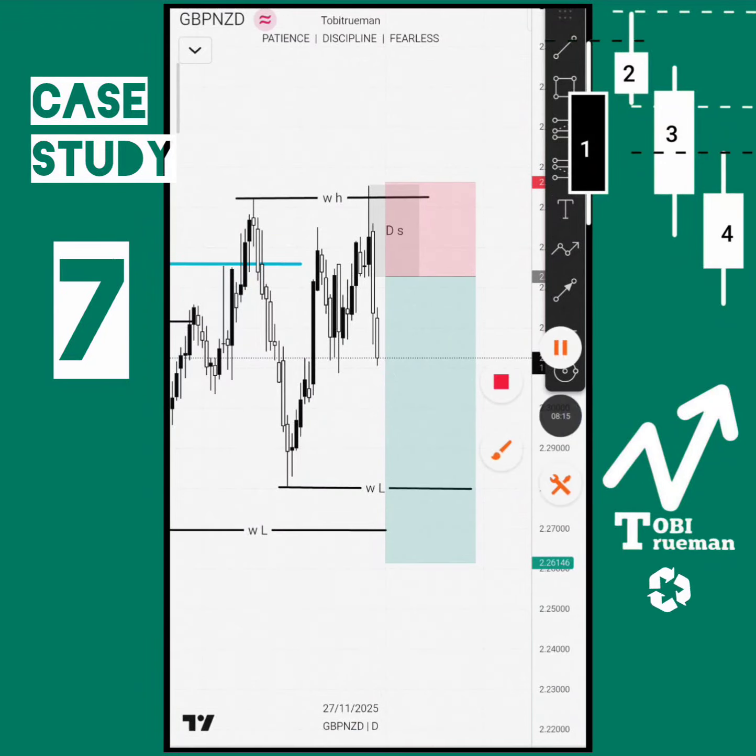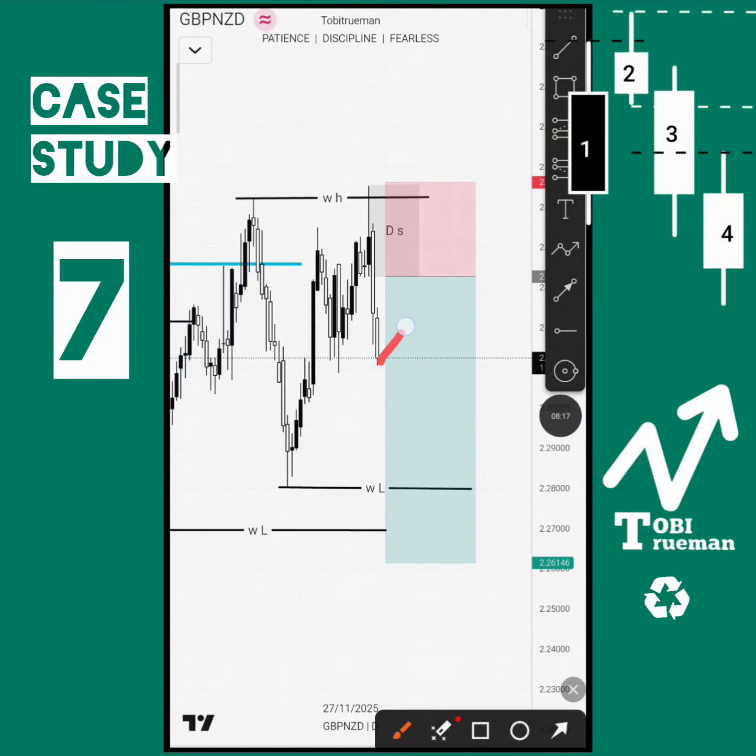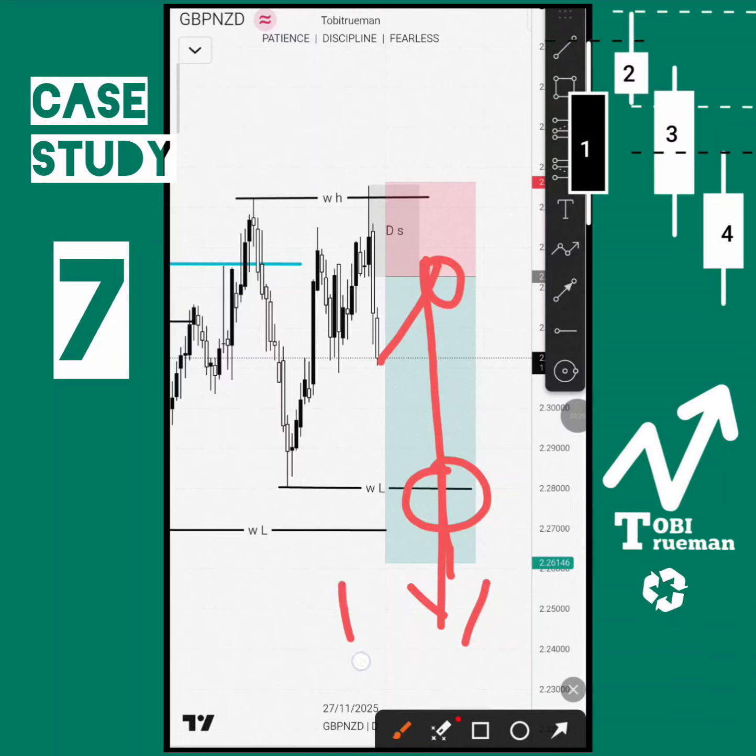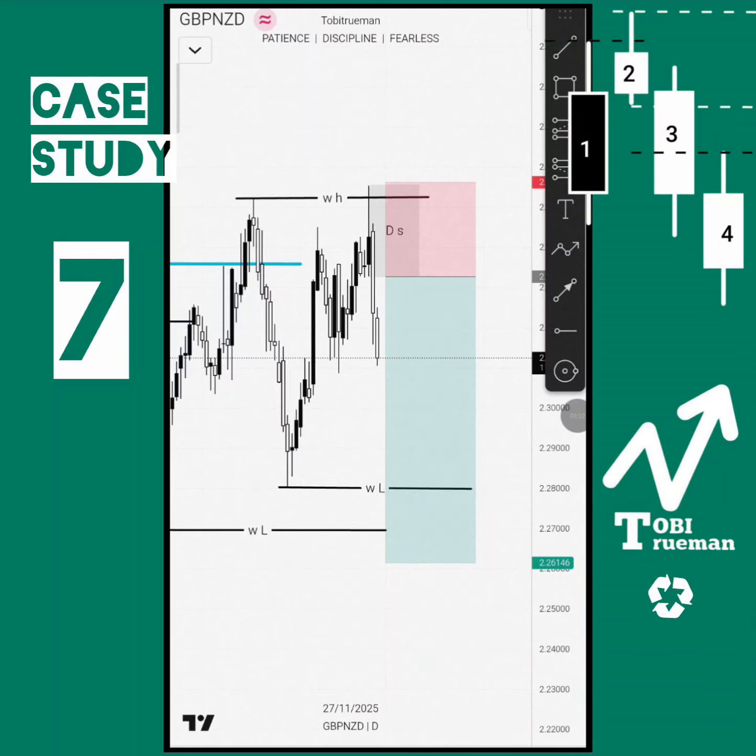All we want now is for price to come back into this supply zone, or the daily supply zone, and continue to sell and take out this previous week low and probably get to our 1 to 3 point target. So let's look at one more example.